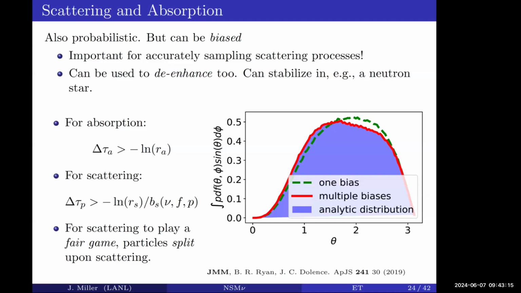There's a price to be paid for this. To be clear, the physics is still right because you played a fair game. However, if you are undersampling that process, you may or may not miss things. Whether or not you care about that depends on what you want to get out of the calculation. In a neutron star, things are roughly thermalized. It's a black body. It's probably fine, but it's something to be aware of.